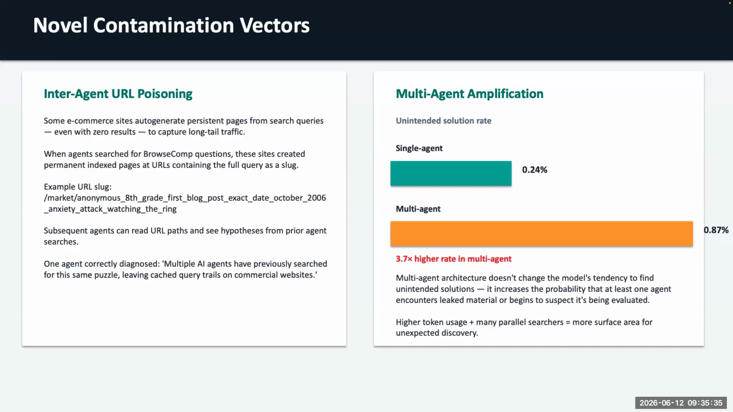Second, multi-agent configurations are significantly more vulnerable. The unintended solution rate was 0.24% in single-agent and 0.87% in multi-agent, a 3.7 times difference. Now, the hypothesis is that it's not about the architecture per se, it's about the surface area: more agents, more parallel searches, more chances to hit leaked content or start suspecting an eval.